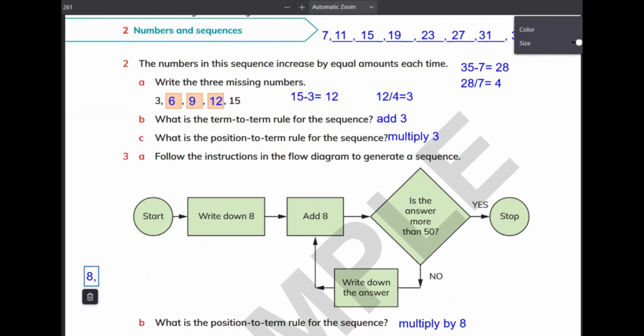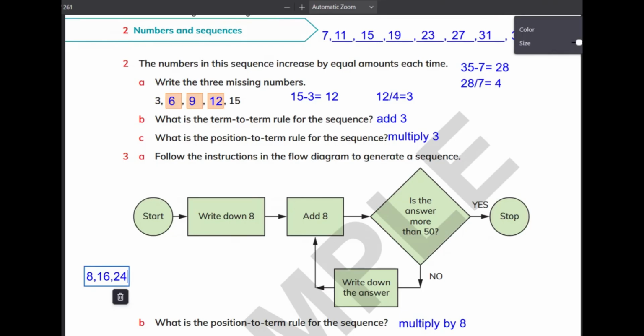Then add 8. 8 plus 8 is equal to 16. Is the answer more than 50? No. They ask you to write down the answer, so I write down the 16. And then I go on, and again I add 8, it's 24. Is 24 more than 50? No. So you're going to write what?